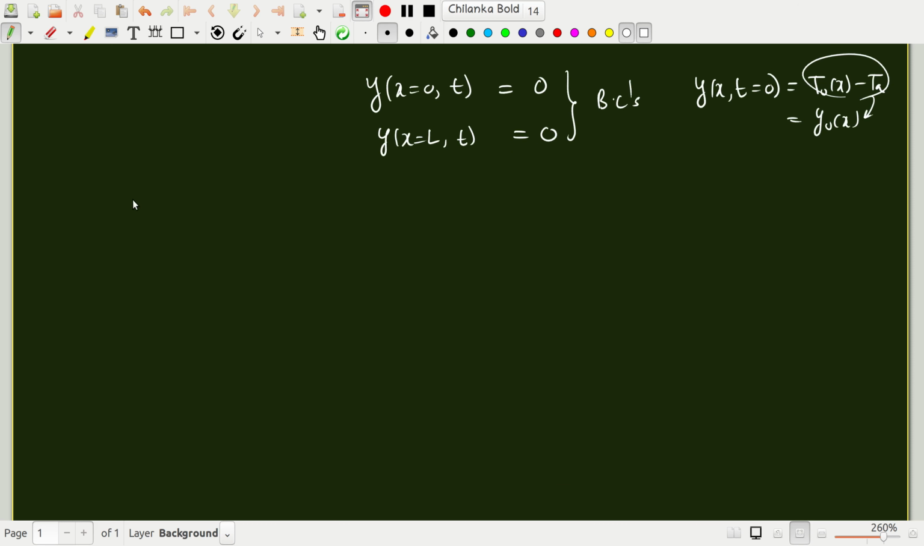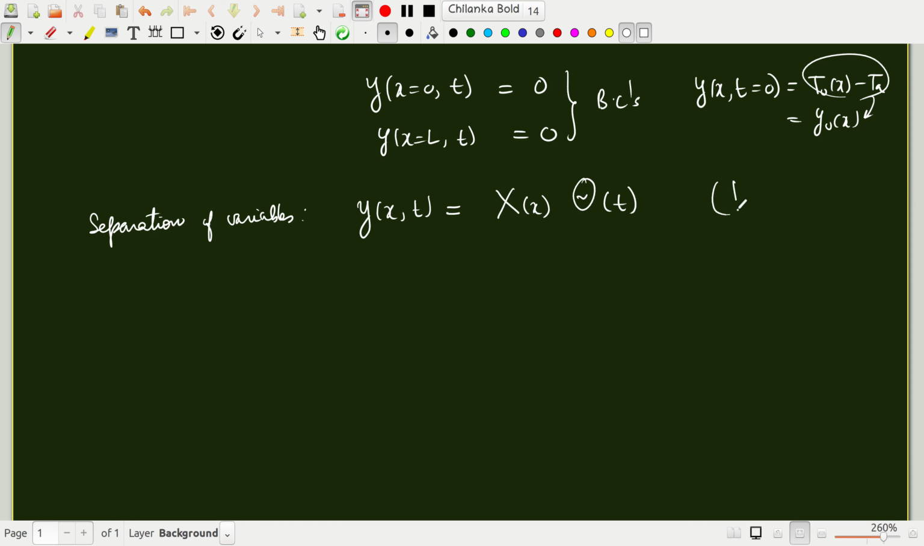Now the notion of separation of variables is as follows. Here we say that y is a function of two variables, x and time. We would like to write it as a product of two functions, of which the function capital X is only a function of space, and the function capital Theta is only a function of time. So this is in some sense a postulate or a guess. This is what we want our solution to look like. So I substitute this back in the PDE.